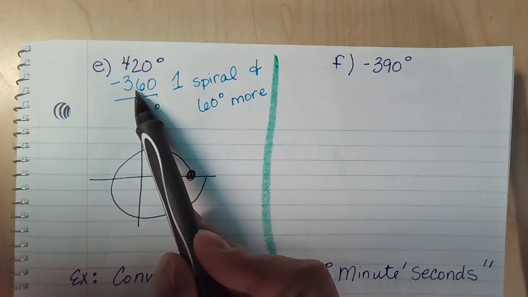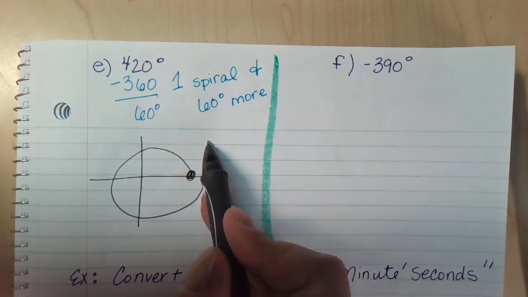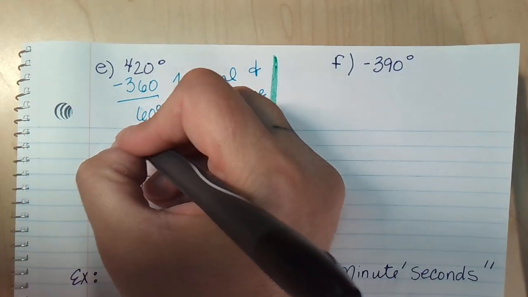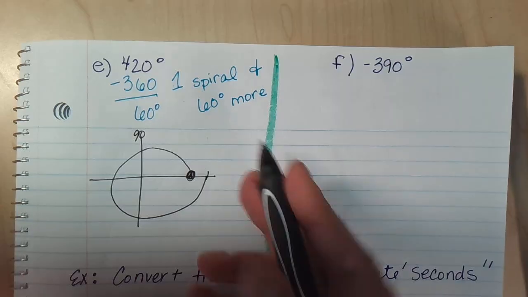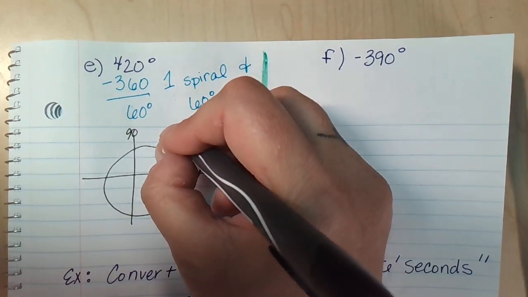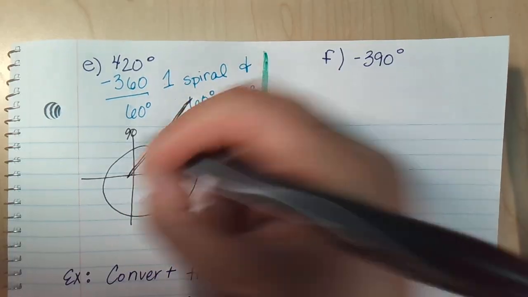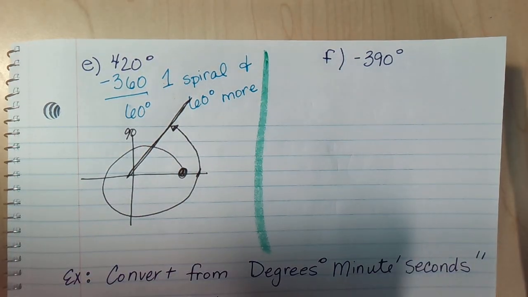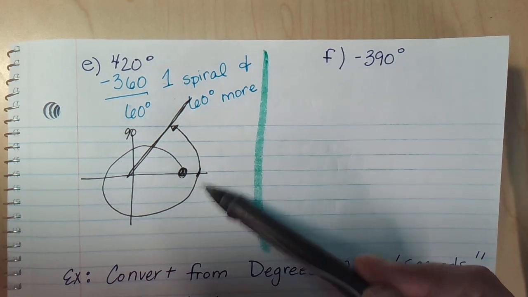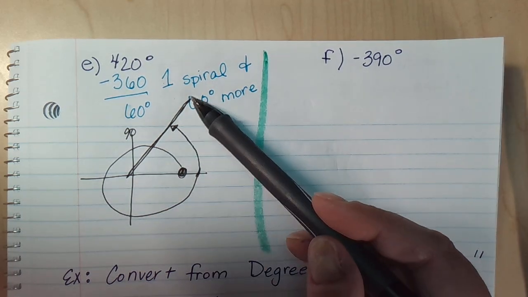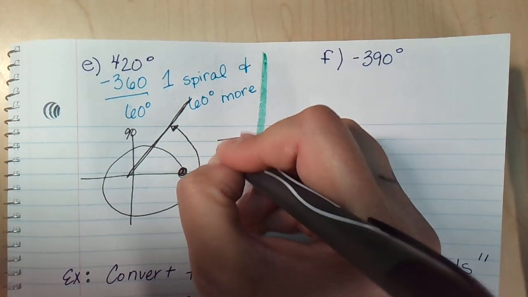Okay, and then it says we need to go 60 more. Well, where's 60 degrees more? Does it pass over this 90? No, I went one spiral and then 60 degrees more. Okay, and the question was, what quadrant is your terminal side in? Well, even though I went around once, my terminal side is still in this top right quadrant. So quadrant 1.